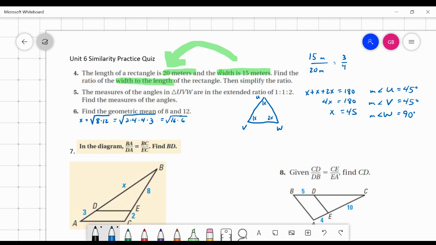And if I separate these, I get square root of 16 times the square root of 6, and I know that the square root of 16 is 4. So your answer is 4 times the square root of 6.